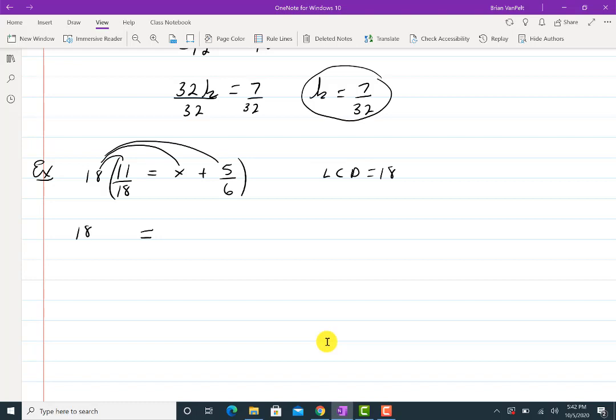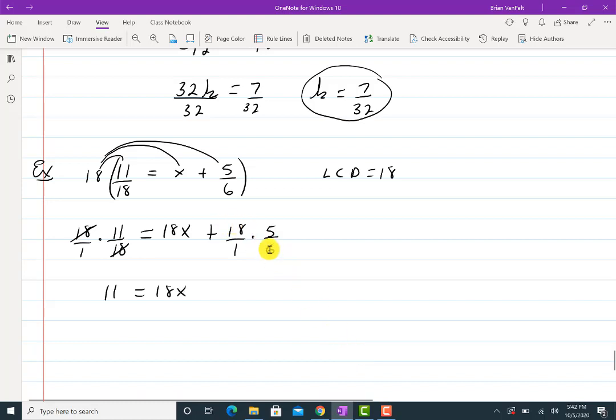I'll have 18 over 1 times 11 over 18. I'll have 18x. Then I'll have 18 over 1 times 5/6. Now this is where I clear out all my fractions. These 18s can go, leaving just 11. Between the 18 and the 6, 6 goes into 18 3 times.